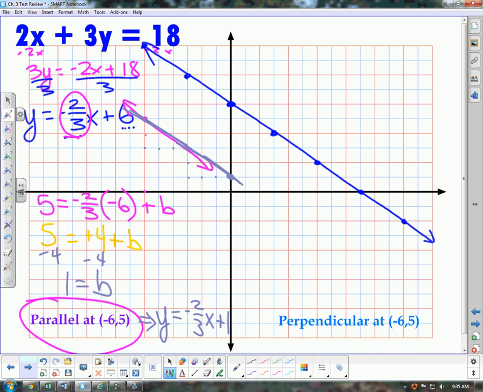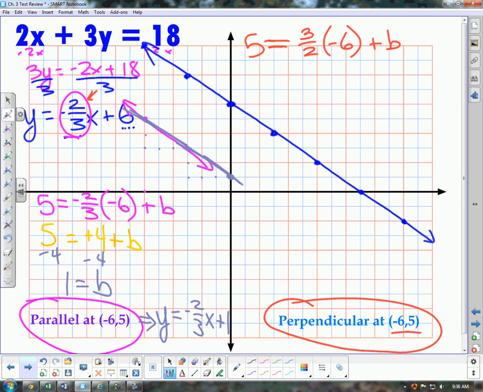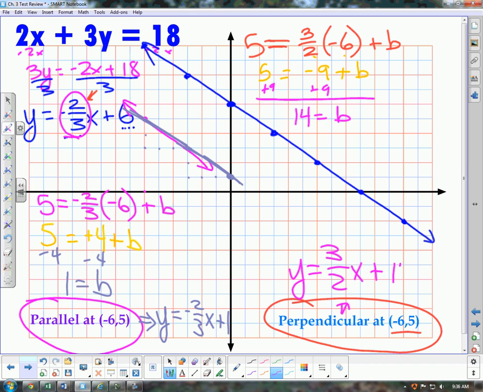And then trying to make one perpendicular at negative 6, 5. Perpendicular, you have to use the opposite reciprocal for a slope. So it has to be a positive 3/2. And then using those two coordinates, 5 would equal a positive 3/2 times a negative 6 plus b. Multiplying these two together, and that would be a negative 9 plus b equals 5. Adding 9, and b would equal 14. So our equation that is perpendicular is going to be y equals 3/2 x plus 14. That would be the line that goes here.